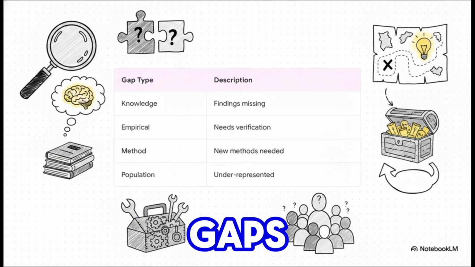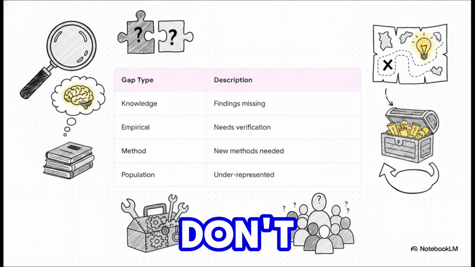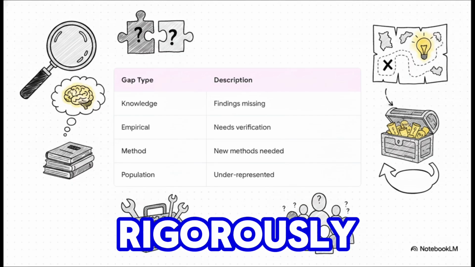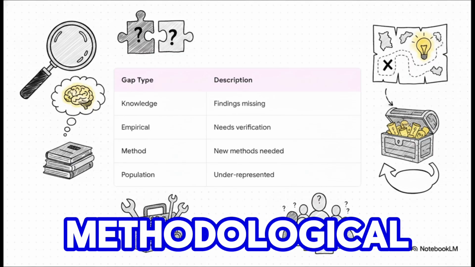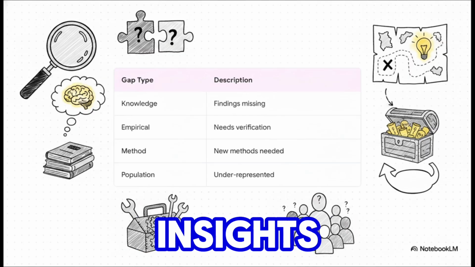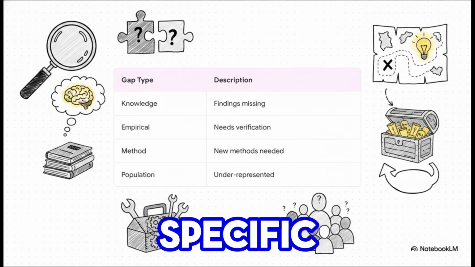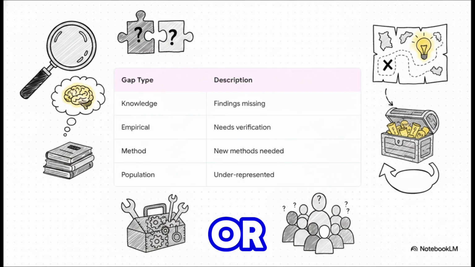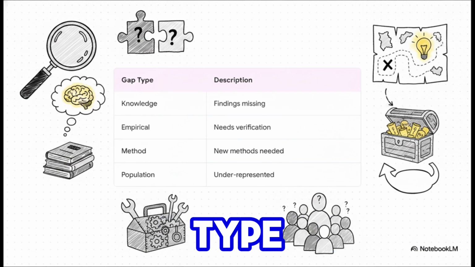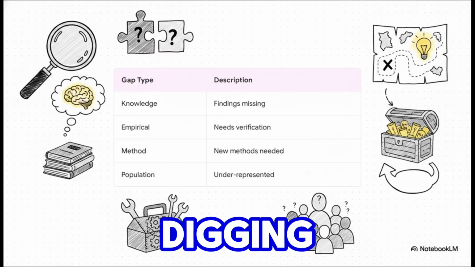You have knowledge gaps, where the desired findings just flat out don't exist yet. Empirical gaps, where theories are out there, but they haven't been rigorously tested in the real world. Methodological gaps, meaning, hey, we need to use a totally new research method to get some fresh, undistorted insights. Or population gaps, where a specific demographic, like maybe a certain age group or profession, has just been entirely ignored. Knowing your specific gap type tells you exactly what kind of treasure you're digging for.